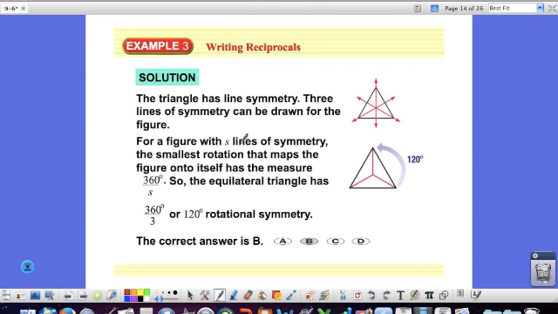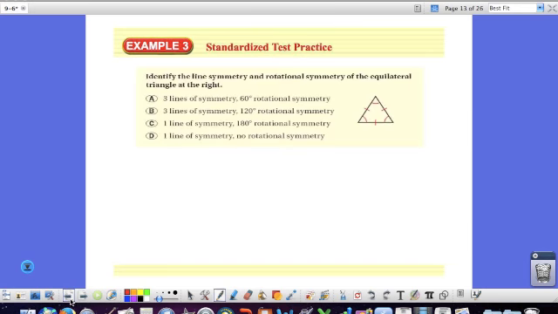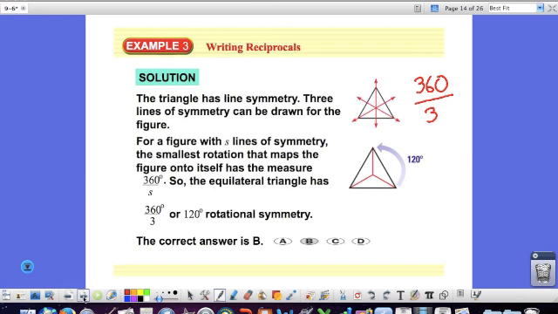For a figure with s lines of symmetry, the smallest rotation that maps the figure onto itself has the measure 360 divided by s. So 360 degrees divided by the 3 lines of symmetry means it has 120 degree rotational symmetry. So the correct answer is B, 120 degrees rotational symmetry. So you can always use that formula, okay? 360 divided by the lines of symmetry.